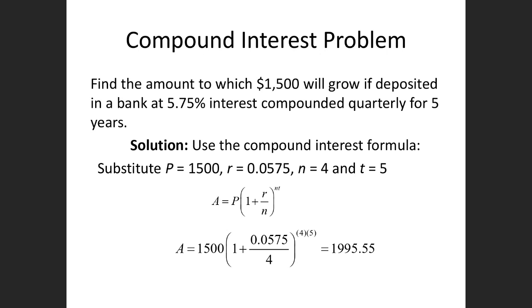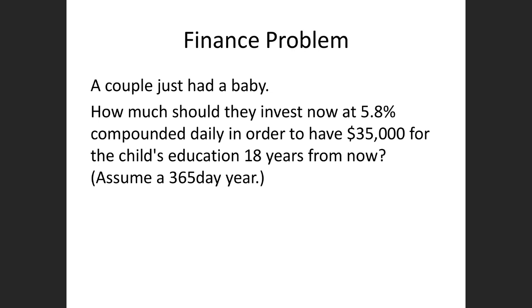Okay, all right. Let's go ahead and do another example, a finance problem. So a couple just had a baby. How much should they invest now at 5.8% compounded daily in order to have $35,000 for the child's education 18 years from now? So what they want is to have $35,000 for the future. So they are giving me the future value that they want. And what they want to find out is how much should they invest now. So what they are asking me to get is the present value, the P value.